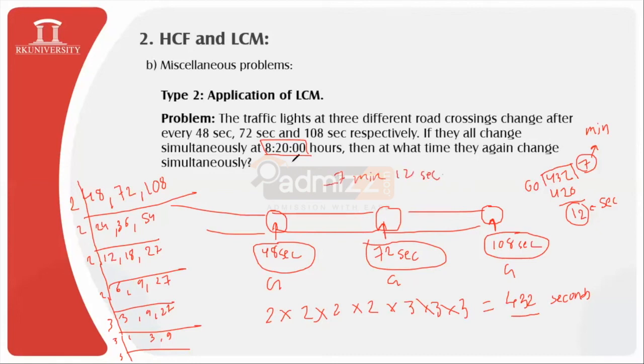And once you add this 7 minutes 12 seconds to 8:20, since we need to find the time after 8:20, my answer to the given question will be 8 hours 27 minutes and 12 seconds. So this is our final answer to the given question. I do believe I have made this question well clear to every student attending my today's session. Please confirm it.